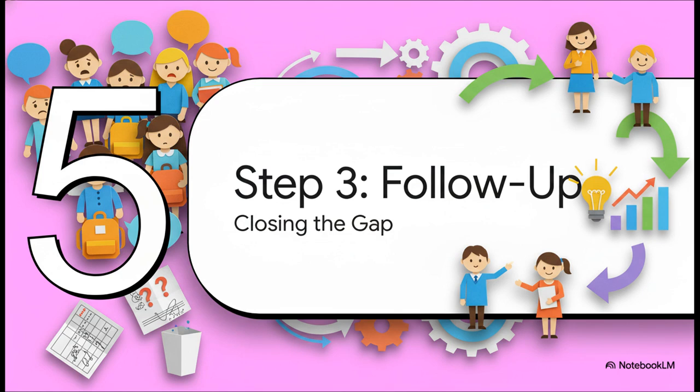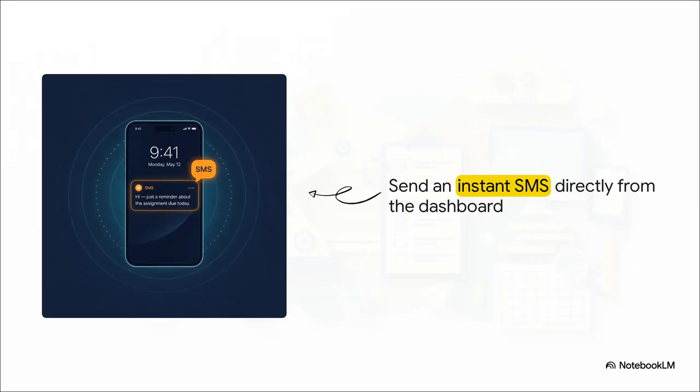Let's jump to section 5, step 3, instant follow-up. By totally eliminating that slow spreadsheet phase, you can jump straight into intervening and closing the gap. With one quick tap on a student's name, a little console opens up right on the dashboard so you can send a personalized SMS directly to a parent or student. You don't leave the app, you don't open your email client, you definitely don't go hunting for phone numbers in the school directory. It is all connected in one fluid, instantaneous motion.